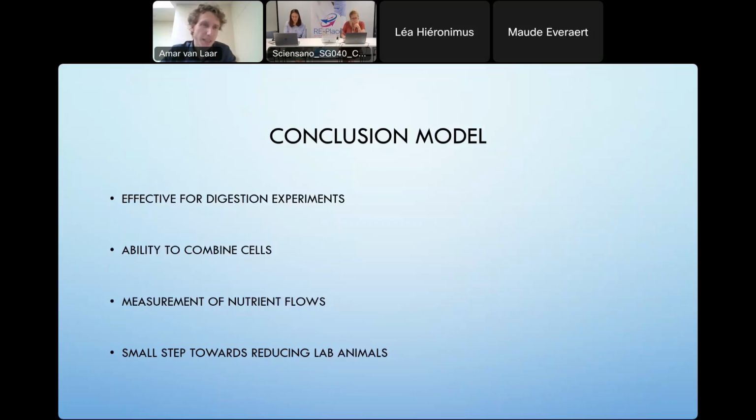The model, especially the triple co-culture model, could be optimized further, for example, by measuring the nutrient flows and then obtaining the ideal concentration that ends up in the third layer with skeletal muscles. And regarding animal research, this is ideal for the early stages of research and can also help to develop those more advanced models for later stages of research.